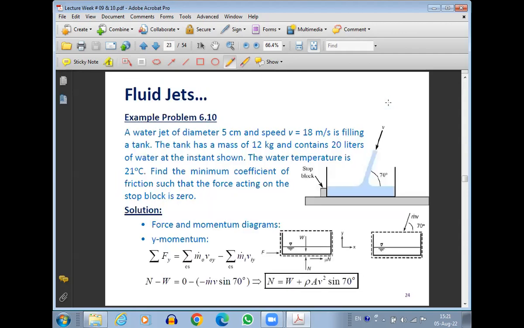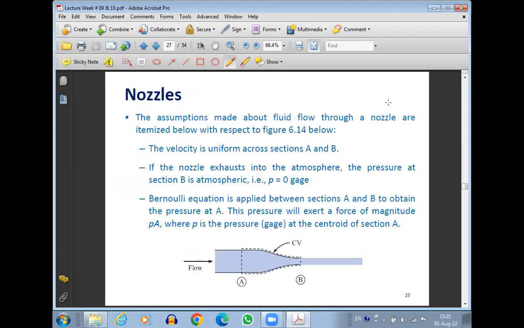Now, today, what we are going to do is continue with our analysis and move towards another application of the momentum analysis within fluid flows, in the case of nozzles. Now, first of all, what is a nozzle?